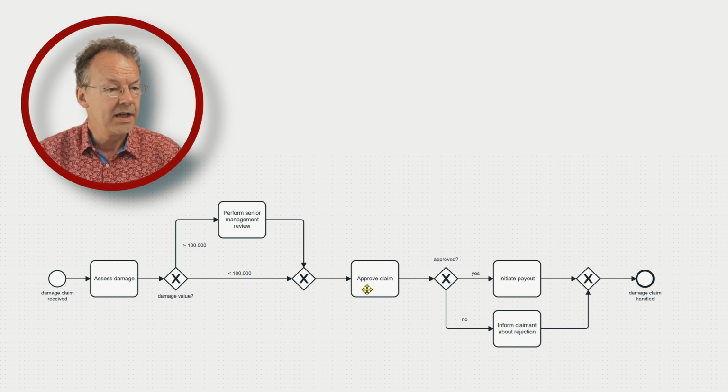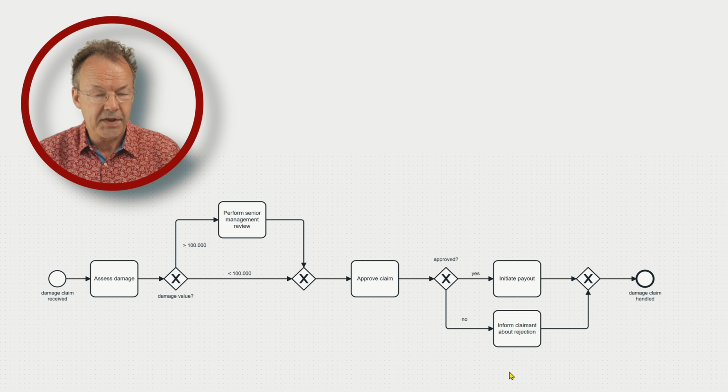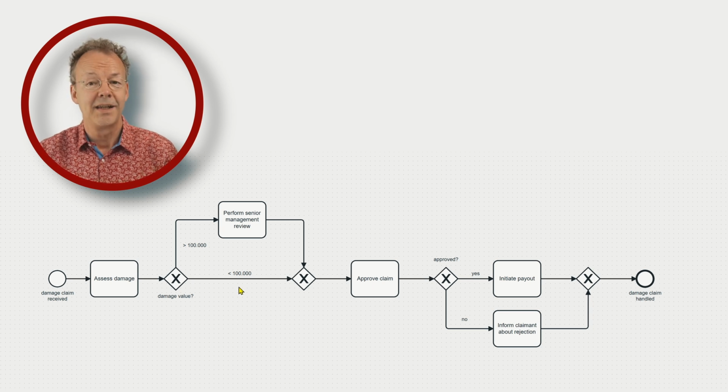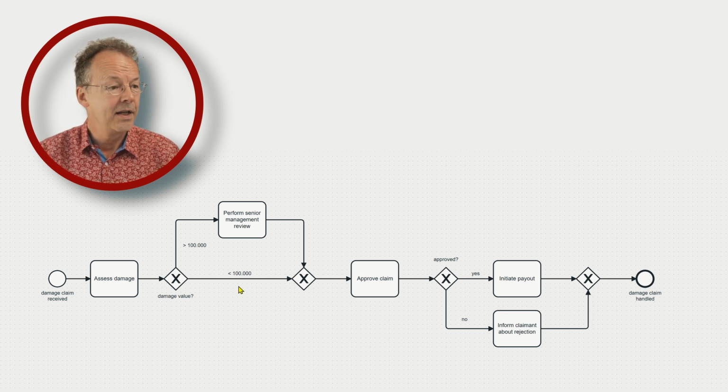And after that, we do approve claim, and we ask, is it approved? And if yes, we initiate payout. Otherwise, we inform the claimant about rejection. And as you may have seen, here the mistake is in the first branching. We have an exclusive gateway and we have more than 100,000 and less than 100,000. But what is missing is exactly 100,000. So it should be included in one of the branches.